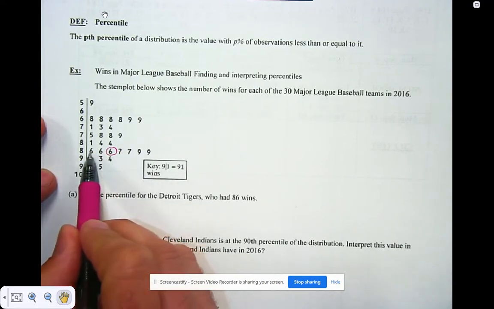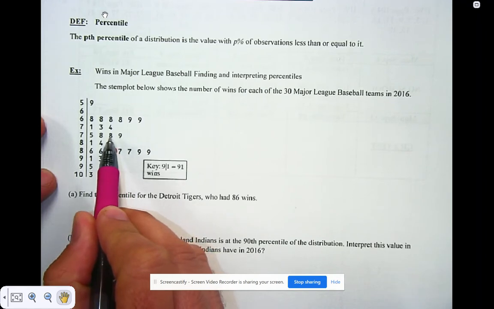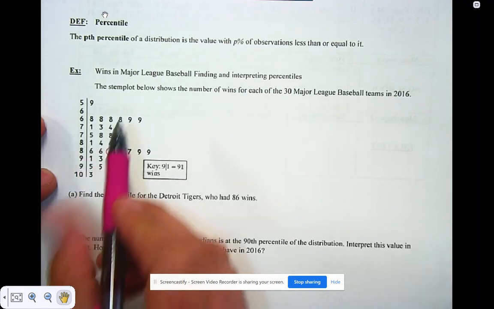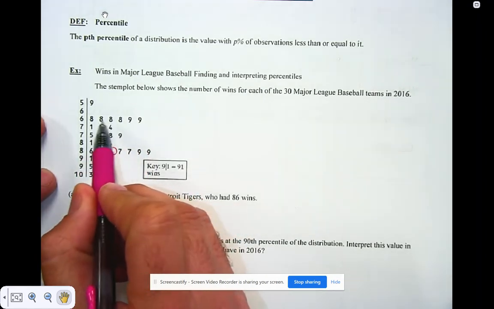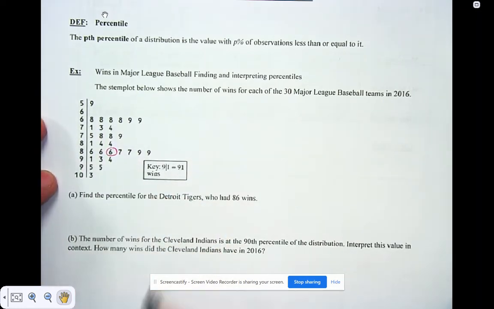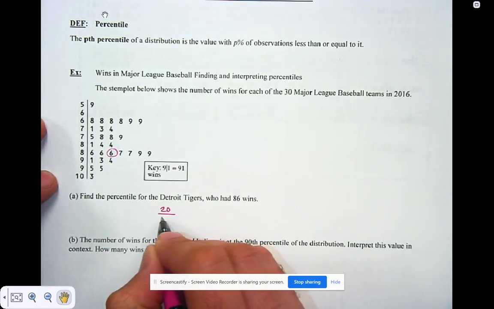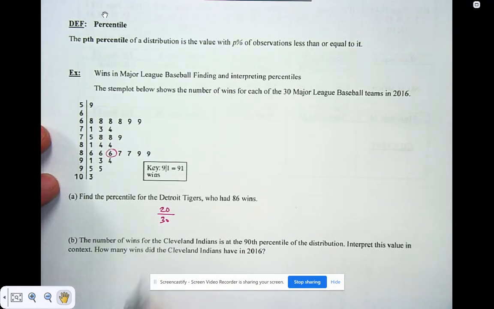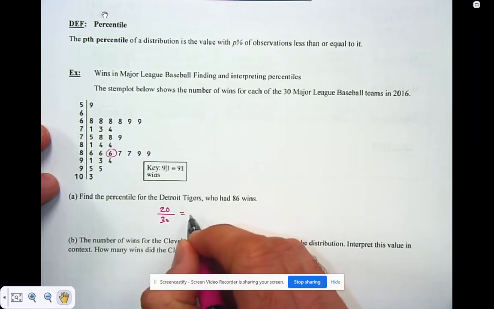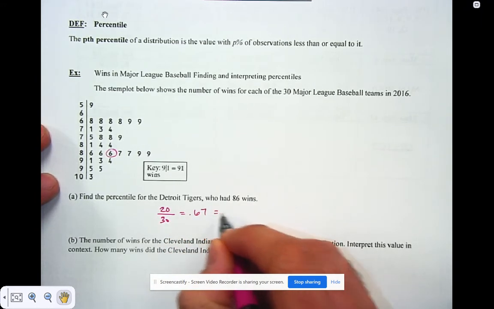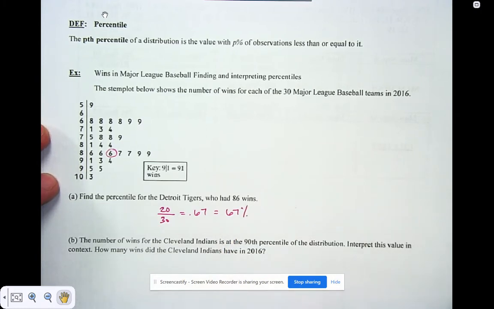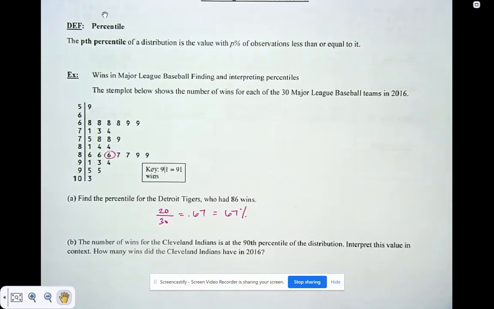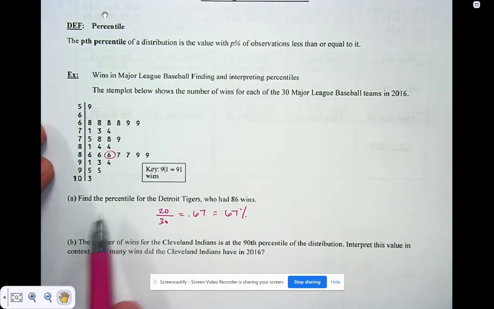So we've got 1, 2, 3, 4, 5, 6, 7, 8, 9, 10, 11, 12, 13, 14, 15, 16, 17, 18, 19, 20. So 20 teams out of 30 scored 86 or less wins that season in 2016. Clearly, that's going to be 0.67, which would be 67%, approximately, right? 2/3 is repeating. So it says, find the percentile. We got it. What does that mean?